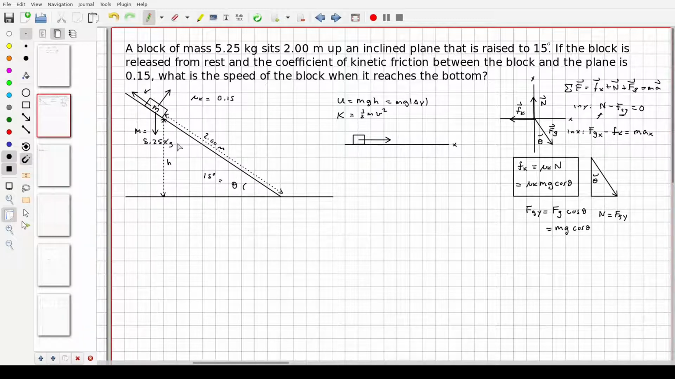Now, I don't like writing numbers inside these things, so let me just write the givens out. That way I can work with variables as opposed to numbers in my equations. The height this thing is above the ground, h, is going to come from how far up the incline it is, and I'm going to call this d. So d here is 2.00 meters, which means that the height above the ground this thing sits is going to be d times sine of theta.